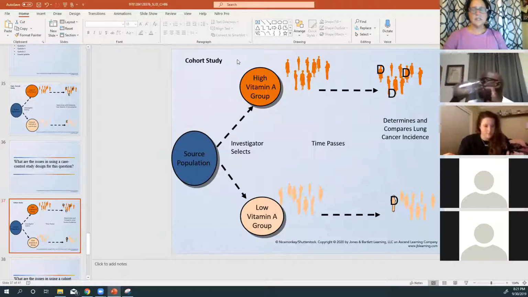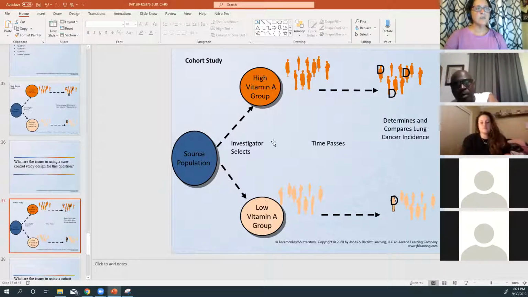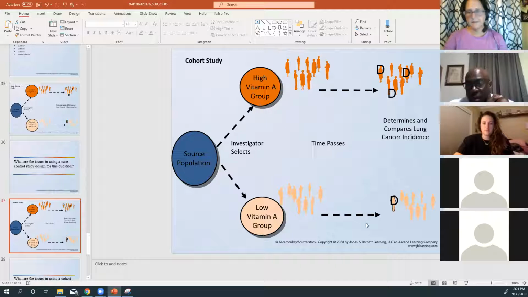Now let's look at a cohort study. And in a cohort study, we again start with a source population, but this time what I want to look at is I'm going to look at people who eat a lot of vitamin A already. They're like, yep, I love everything that contains vitamin A. I love my carrots or something along those lines. And then you have the low vitamin A group. These people are not into it at all. Okay. And then once I've determined who those folks are, I'm either going to prospectively or retrospectively follow them across time, and I'm going to compare lung cancer incidence.